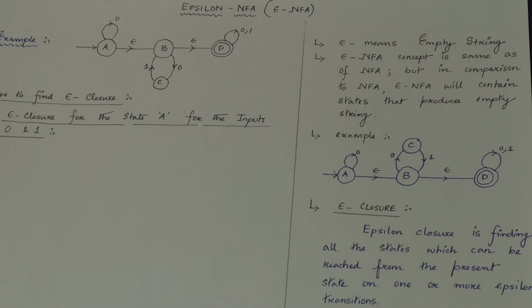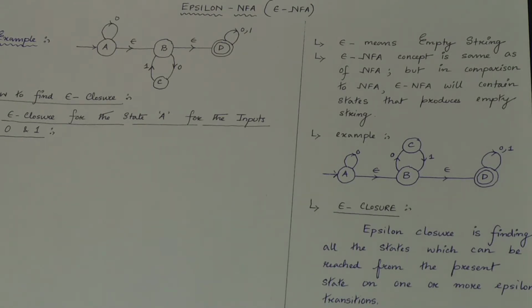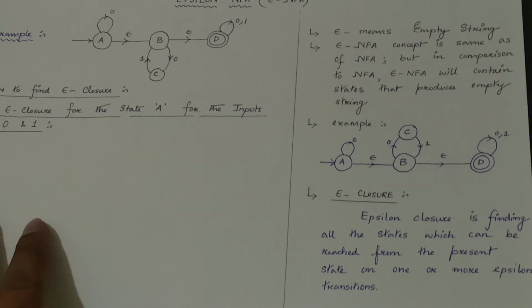So how to get a DFA from an epsilon NFA? First you have to convert this epsilon NFA to an NFA, and then the process says NFA to DFA by using the subset construction method. Now, for conversion of any epsilon NFA to an NFA, you have to use the concept of epsilon closure. I'm giving you a brief about that.